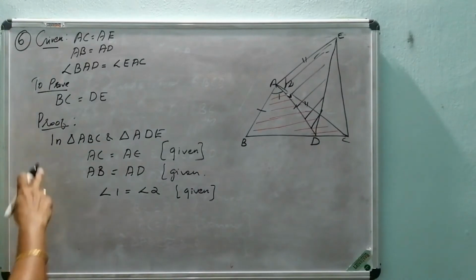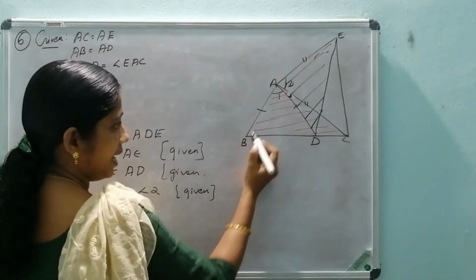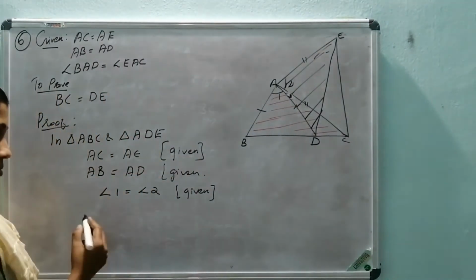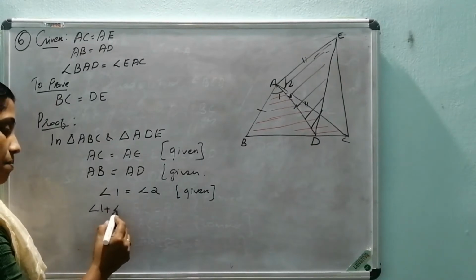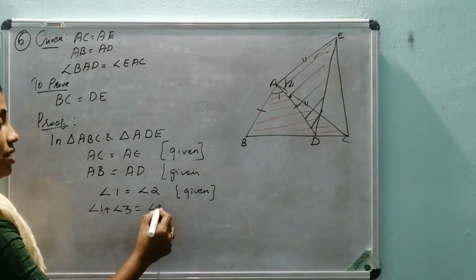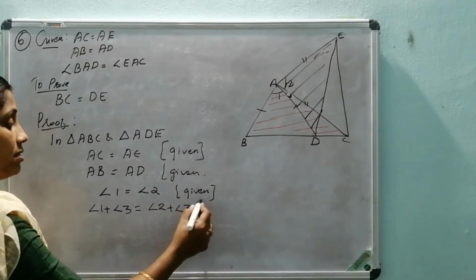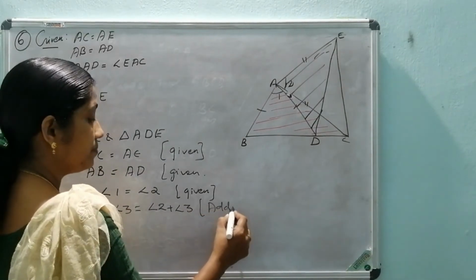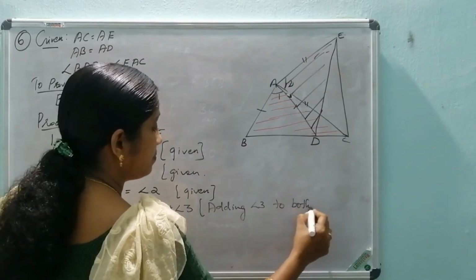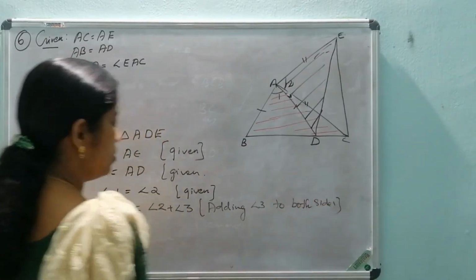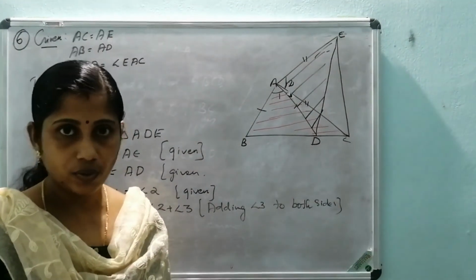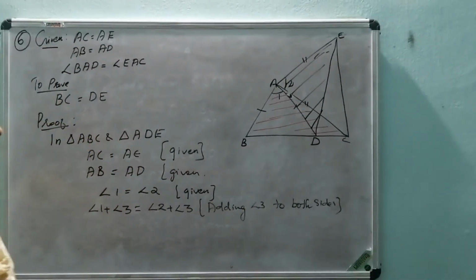Then to get the angle in the triangle ABC, we have to add angle 3 to this angle 1. So we can write here angle 1 plus angle 3, adding angle 3 to both sides. Angle 1 plus angle 3 is equal to angle 2 plus angle 3. Adding angle 3 to both sides. So what is it? It is angle 1 plus angle 3, not 1 plus 3. Don't write 4 there. Okay, it is angle 1 plus angle 3.